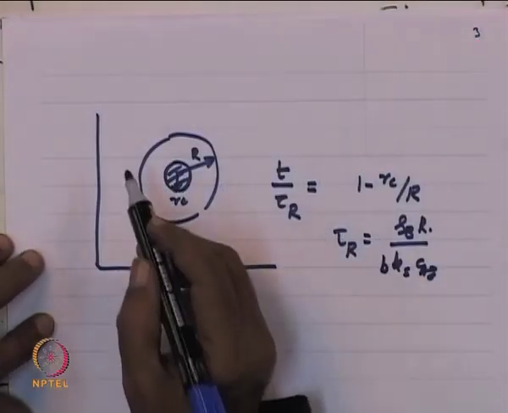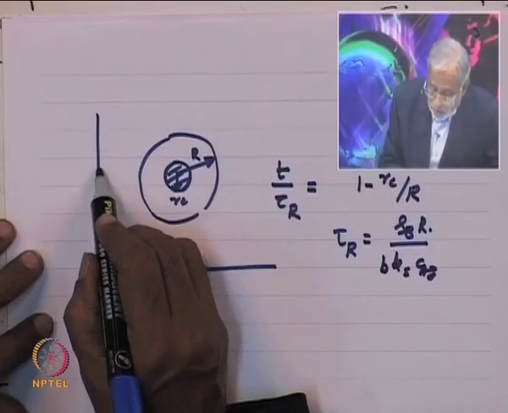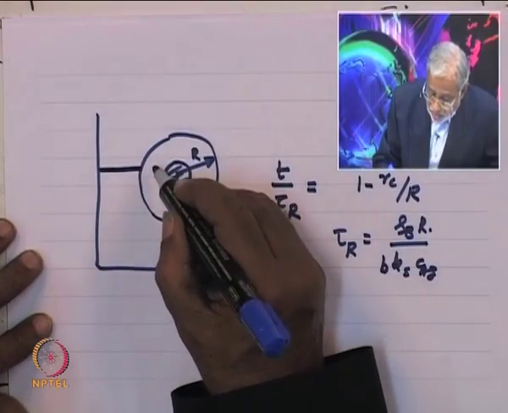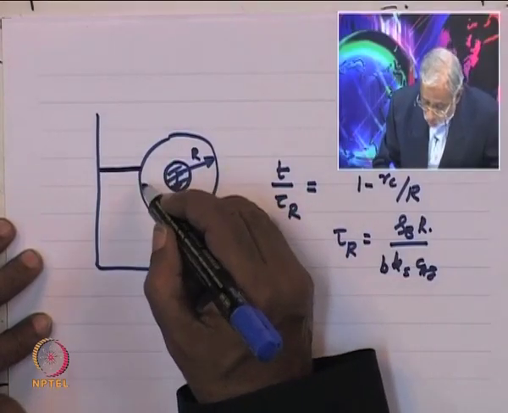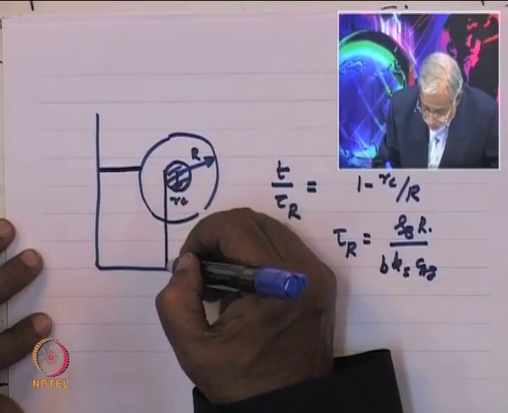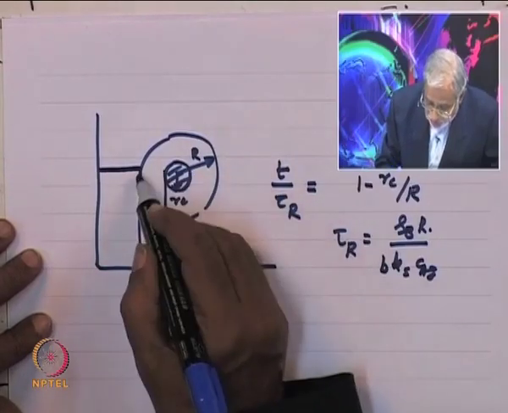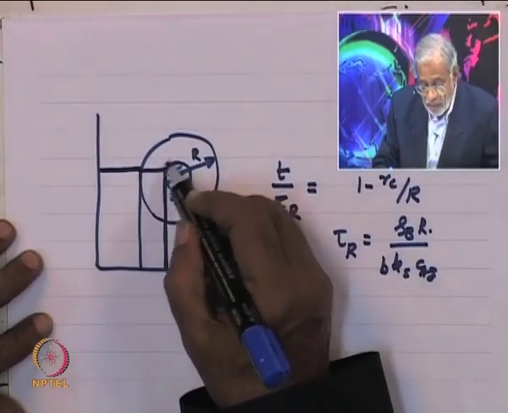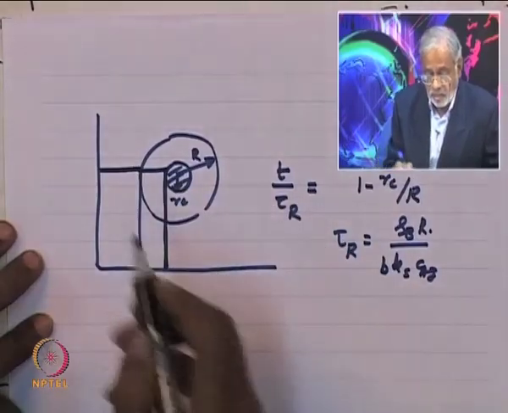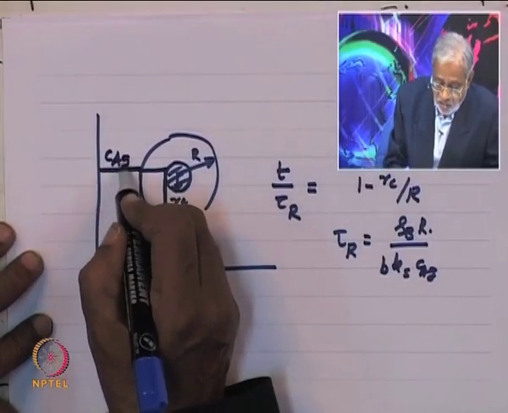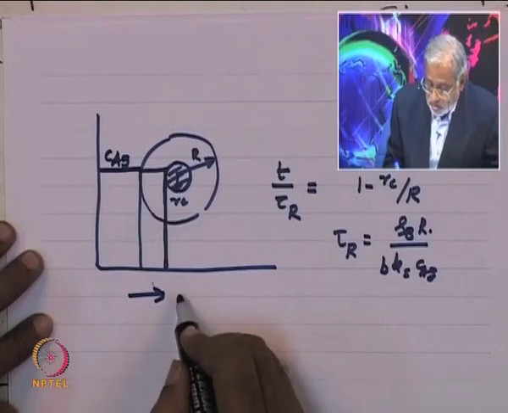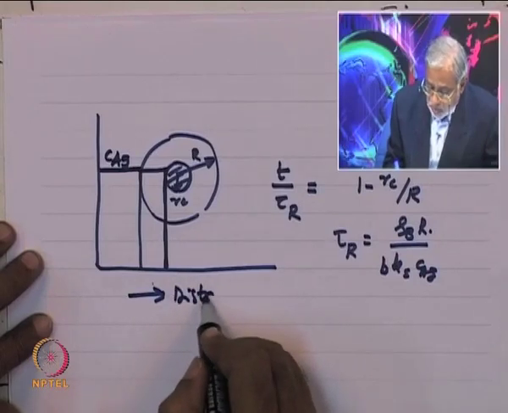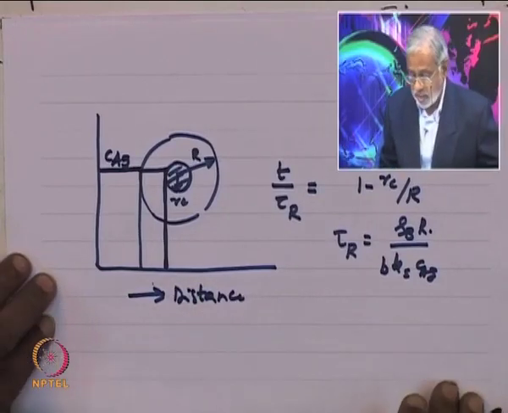In this case you have the gas coming in at some concentration, and this is the unreacted layer. So, the drop is here, so that all the reaction takes place at the unreacted surface. This is C a g versus distance. These two cases we considered yesterday.